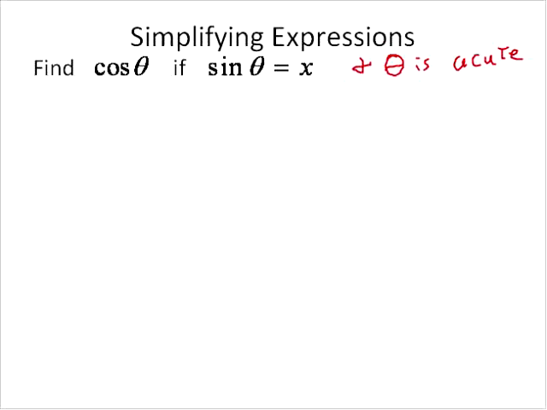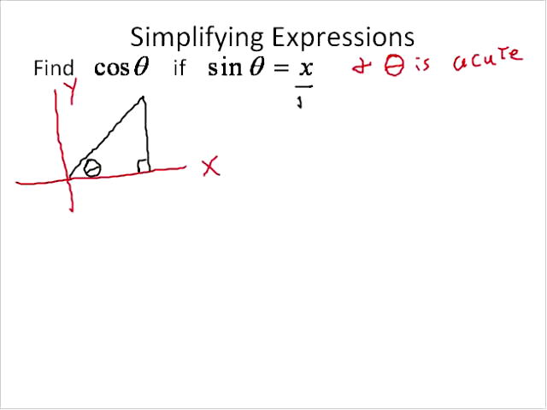So the first thing I'm going to do is draw myself out an XY coordinate plane. Here we go. And let's put an angle somewhere in the first quadrant. So I'm going to put an angle right here, and I'm going to call this angle theta. Now I know sine is supposed to be the opposite over the hypotenuse, and since sine of theta is x, I'm going to say that's x over 1. Right, that's the opposite over the hypotenuse.